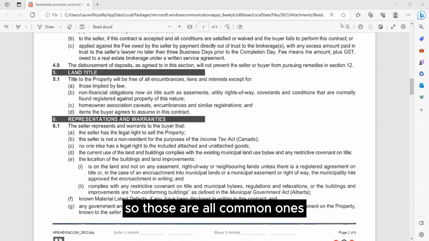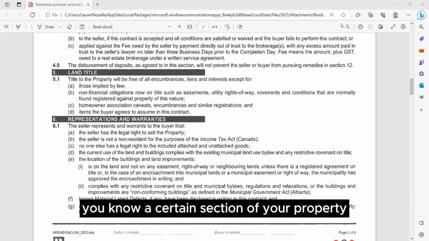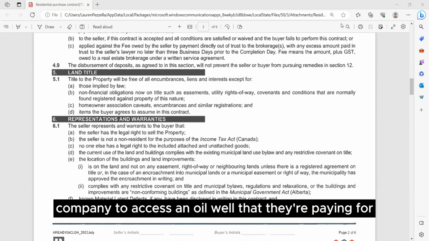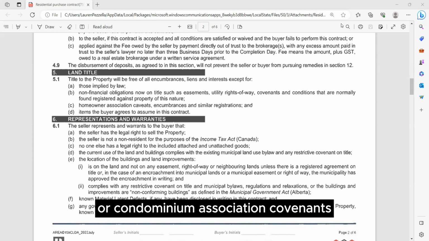So those are all common ones. Even broader ones, things like easements to allow someone to access a certain section of your property. You'll see those more within rural residential areas, and then again, outside of urban areas, you'll have things like some type of covenants or easements for an oil well company to access an oil well that they're paying for on a property. Another common one is homeowner association or condominium association covenants.